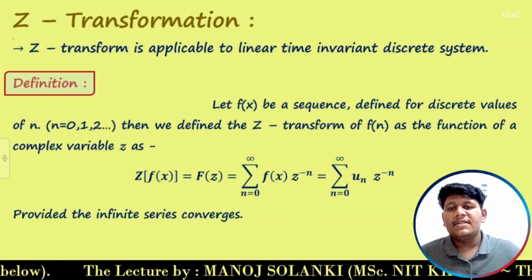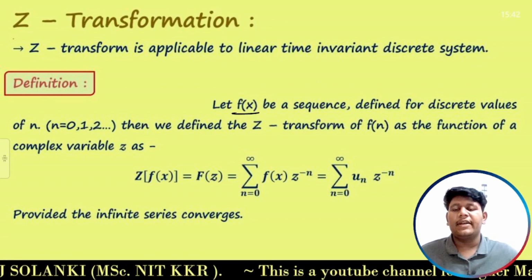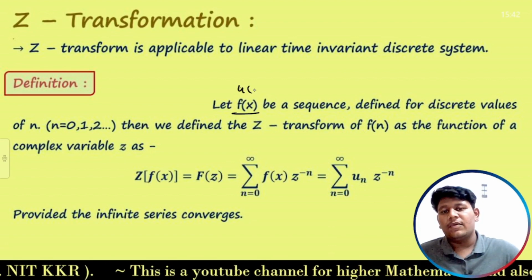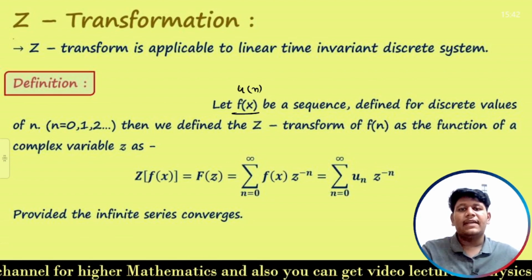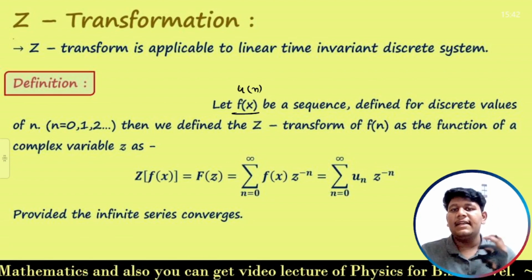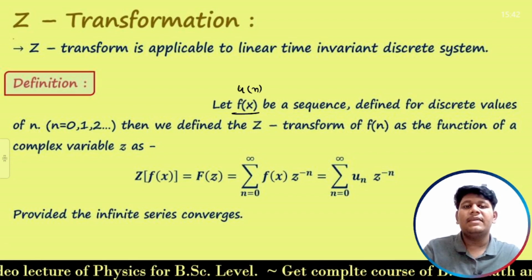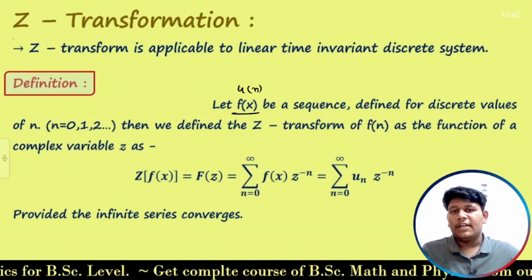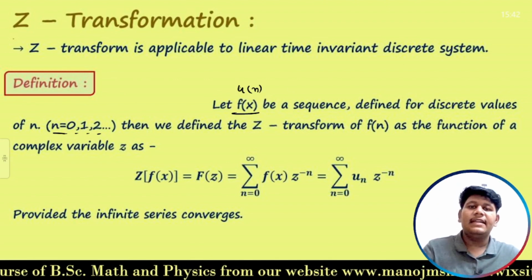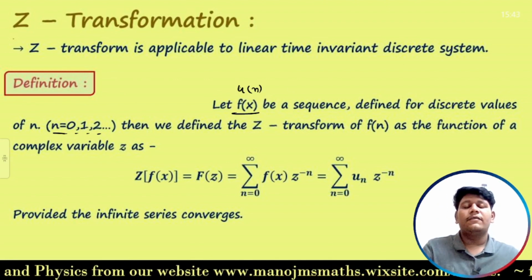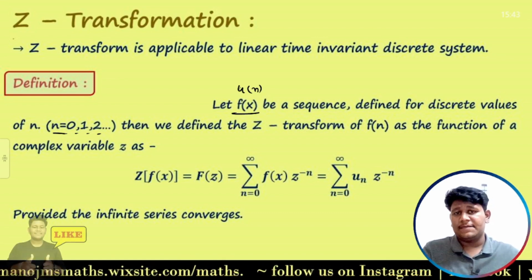The definition says that if you have a function f(x), or f(n), or in some books the abbreviation u(n), let u(n) be a sequence, because a sequence is nothing but a time invariant discrete system. So u(n) is a sequence defined on discrete values, like n equals 1, 2, 3, with different values for different terms. Then we define the Z transformation on f(n).